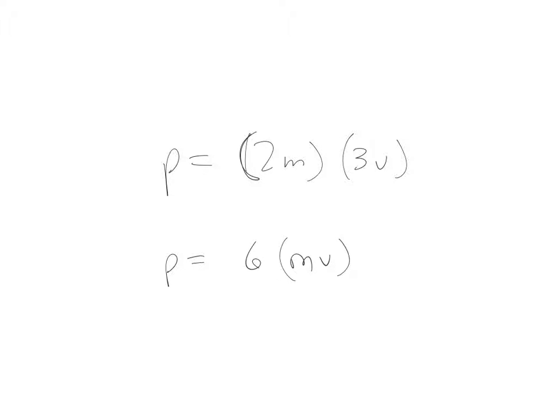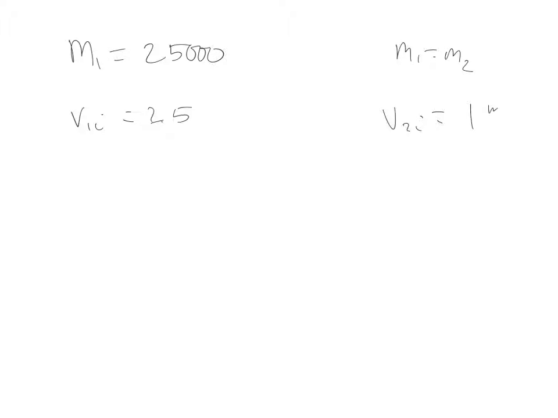Jake, and then Gabe, and then Nick. Can we go over problem 105? You want to just read it to me slowly? A 25,000 kilogram train car moving at 2.5 meters per second collides with and connects to a train car of equal mass moving in the same direction at 1 meter per second.